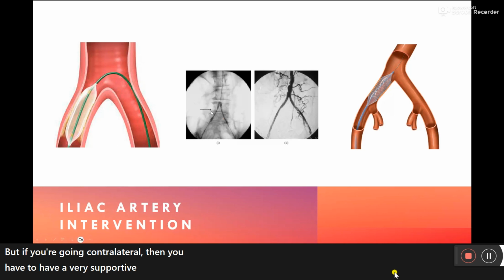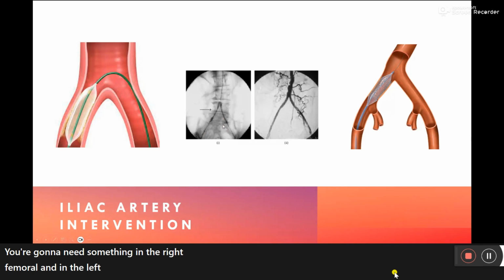Now, if you have bilateral common iliac disease, then what they'll usually do is a kissing balloon or a kissing stent deployment, kind of like what we do in bifurcations and coronaries. With the exception, you're going to have bilateral femoral access. You're going to need something in the right femoral and in the left femoral.